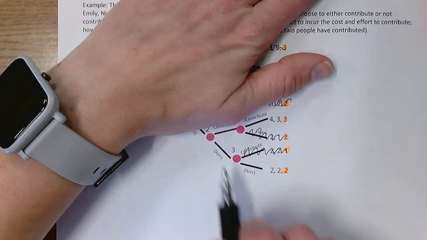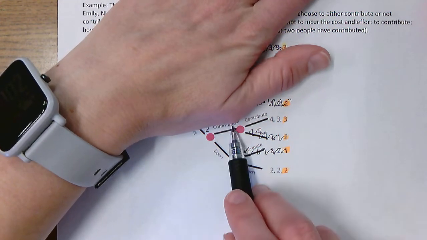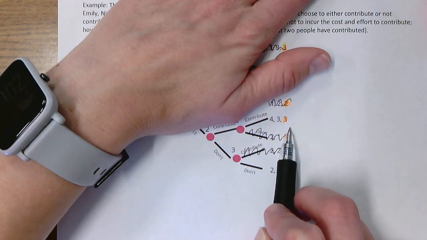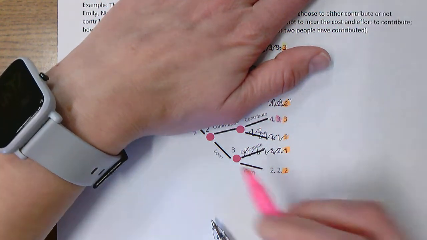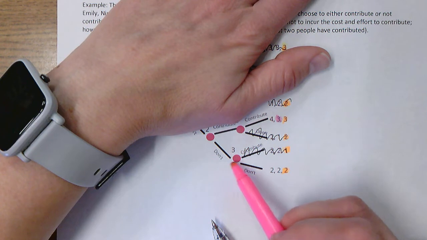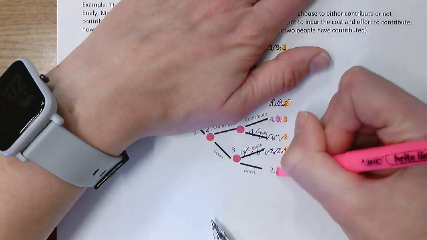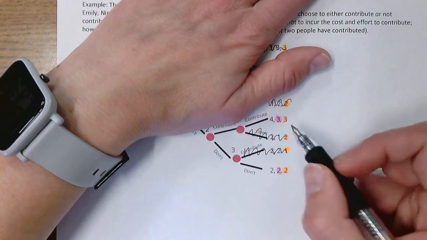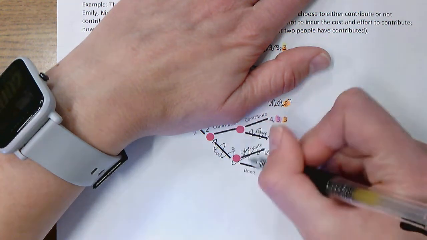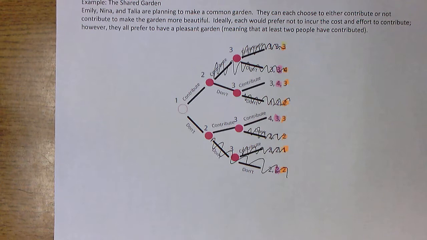Okay, if player 2 ends up at this decision node down here, they know that if they choose to contribute, so will player 3, and they'll end up with 3. It was 3, right? If they choose not to contribute, player 3 will also not contribute, and player 2 will end up with 2. So given those two things, which one would player 2 prefer? They want the 3. So they would eliminate this as an outcome.